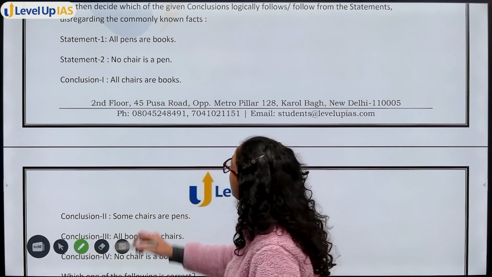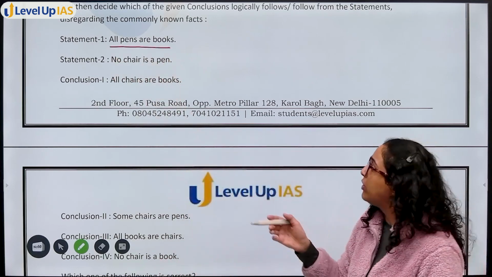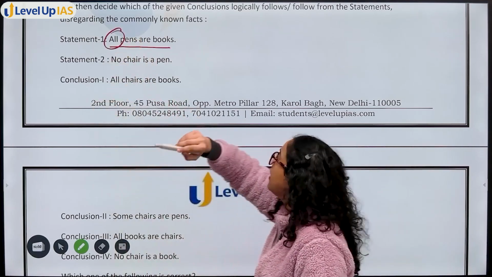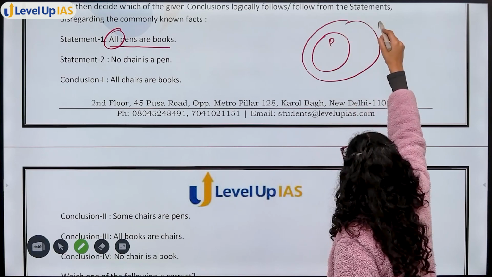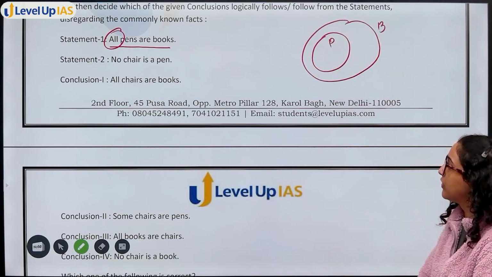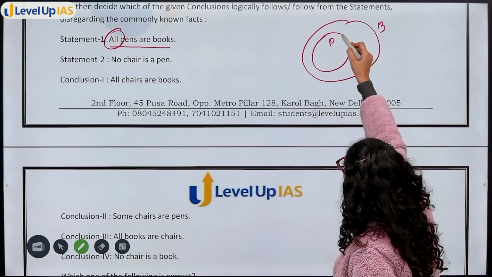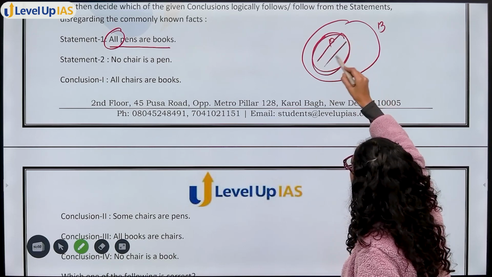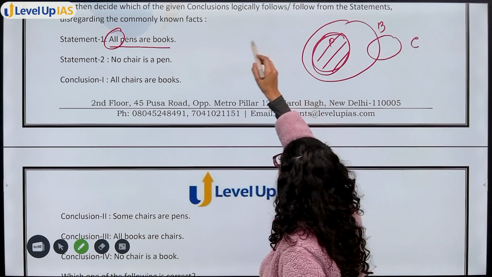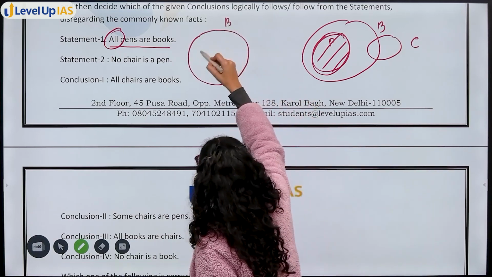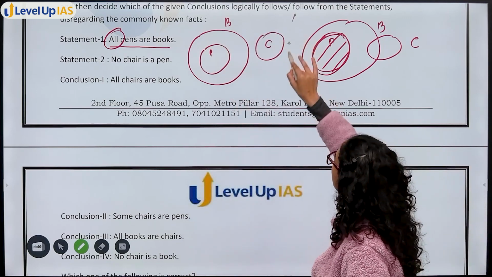So first statement is all pens are books. Okay, also when you are doing the question, start with the statement of all. All pens are books. That means I can say this is pen, this is books. ठीक है, all pens are books. No chair is a pen. That means ये pen and chair में कुछ common नहीं होना चाहिए. If this is pen, chair can be this also. Chair can be, this is books, this is pen. Chair can be this also. ठीक है, there are these two cases you get from here.